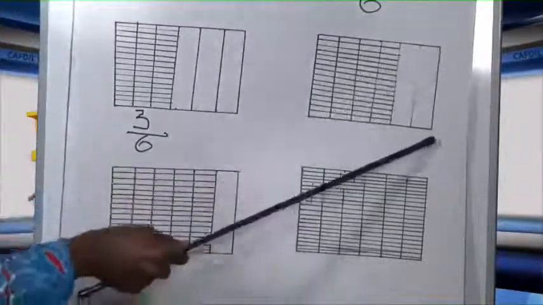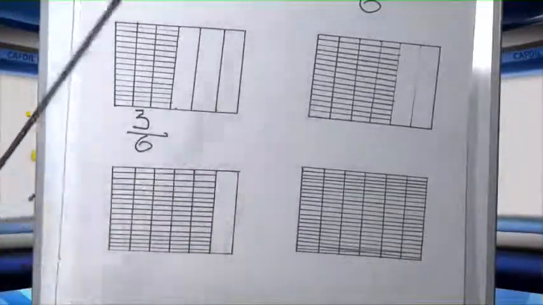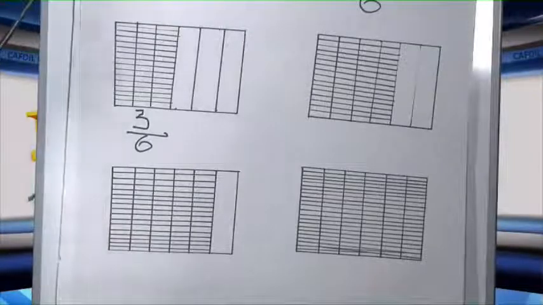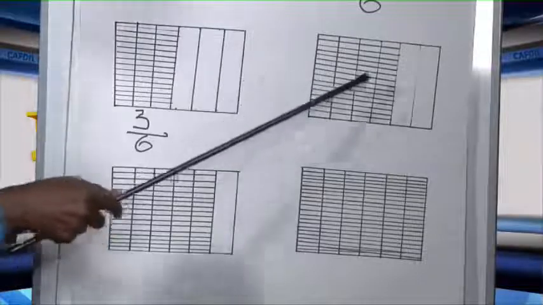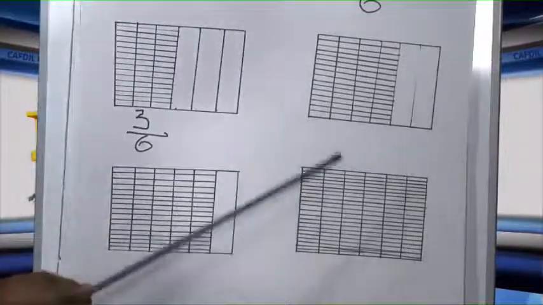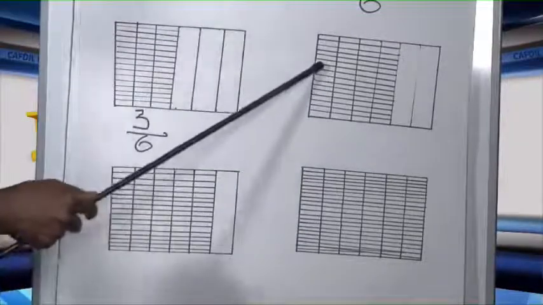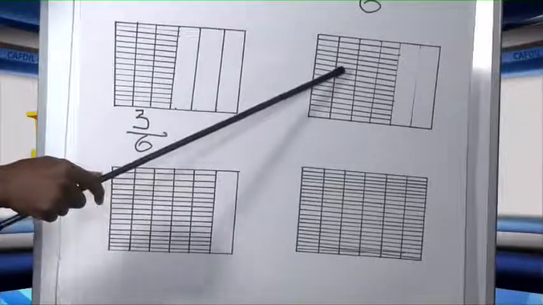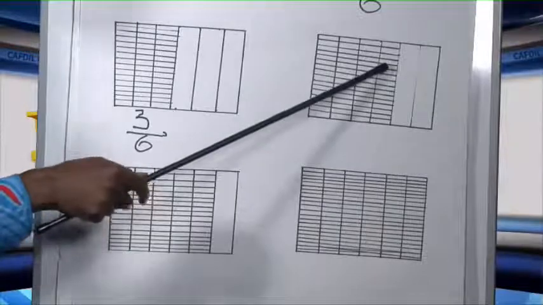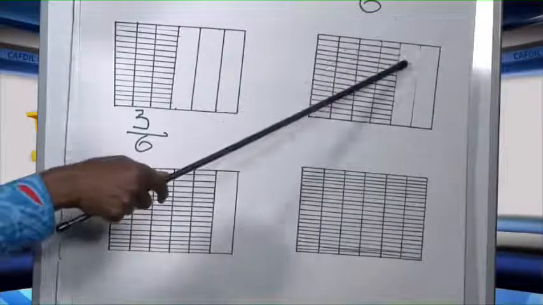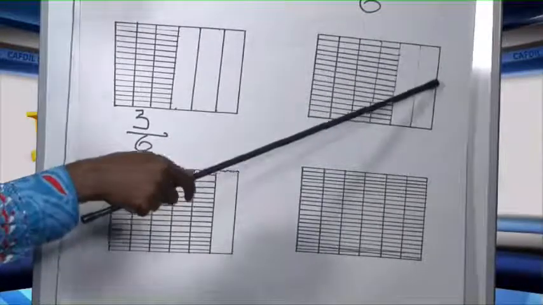We have another rectangle. Again, how many parts do we have in all inside the rectangle? Let's count. 1, 2, 3, 4, 5, 6.